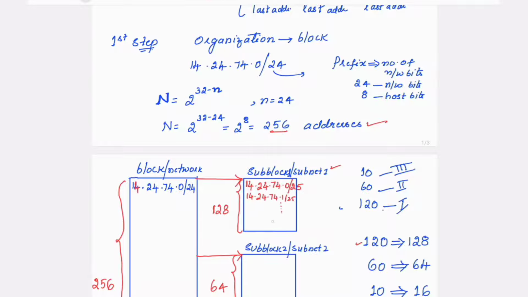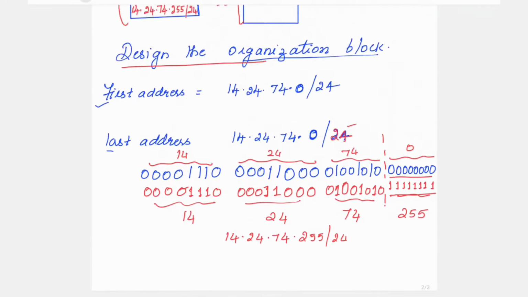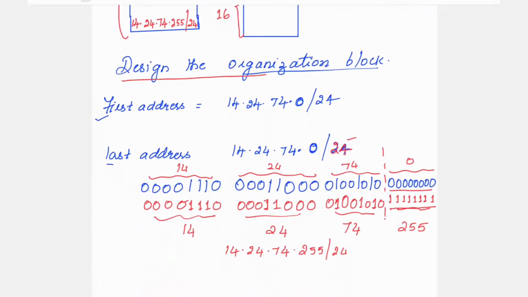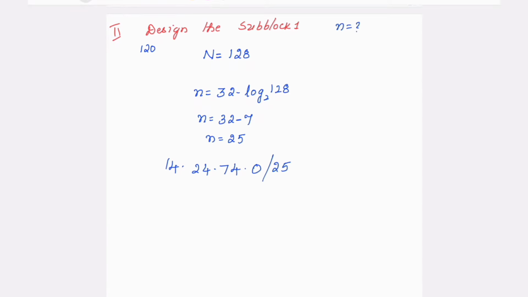14.24.74.1/25. Like this it keeps going. Here you need to find the last address also. To find the last address, first note down the network address or the first address, 14.24.74.0/25. So 25 bits you have to keep as they are.